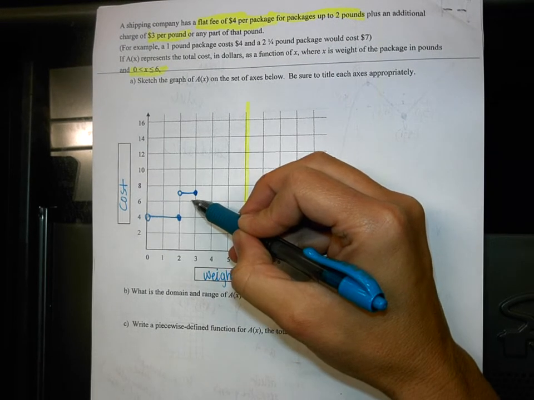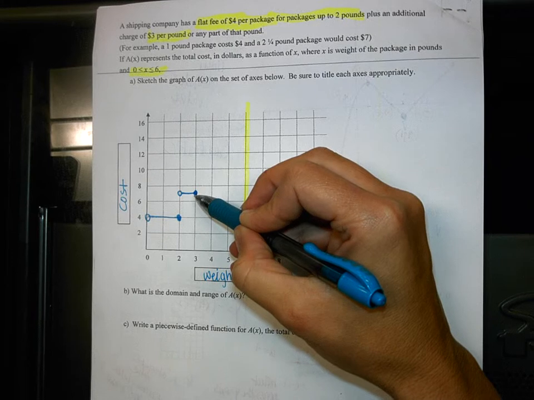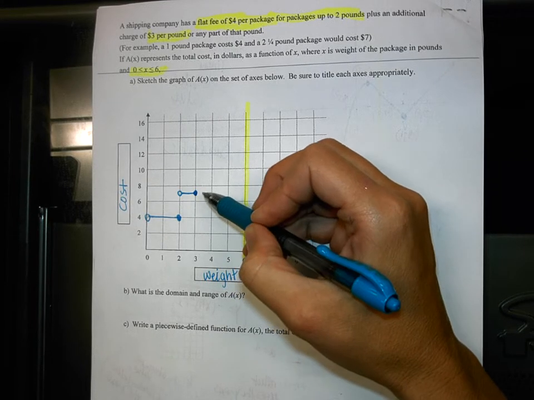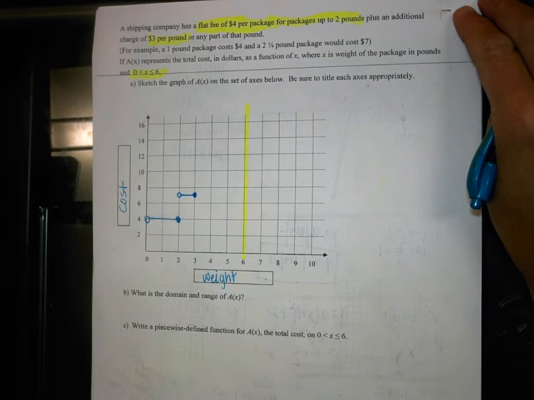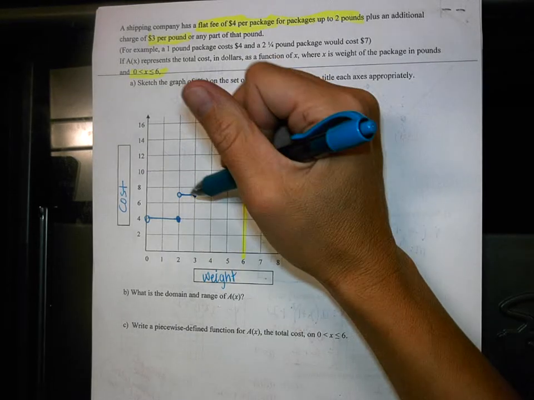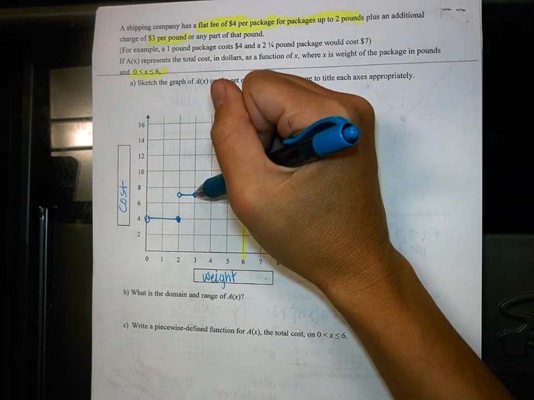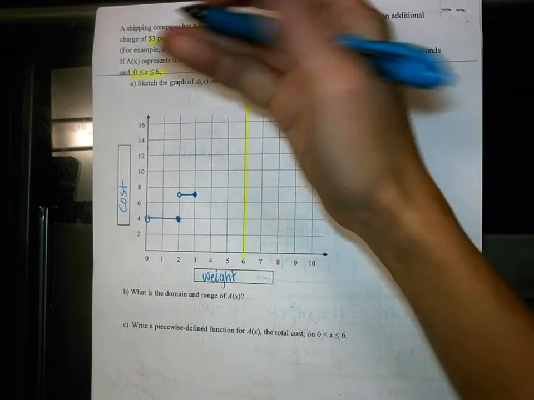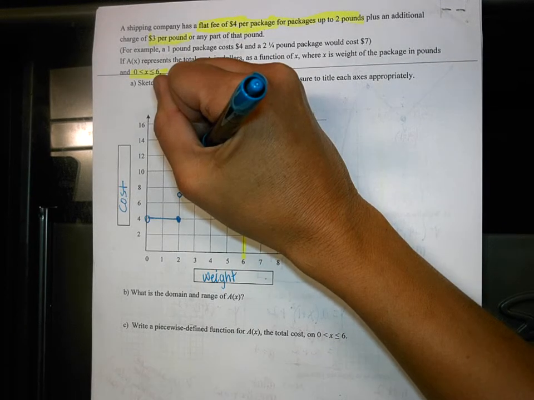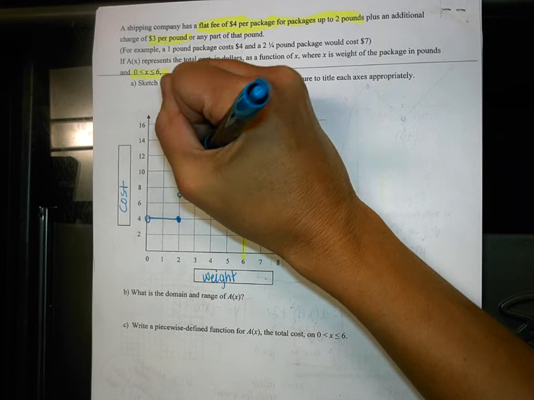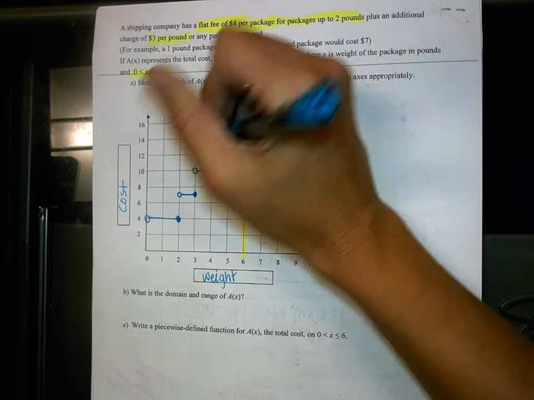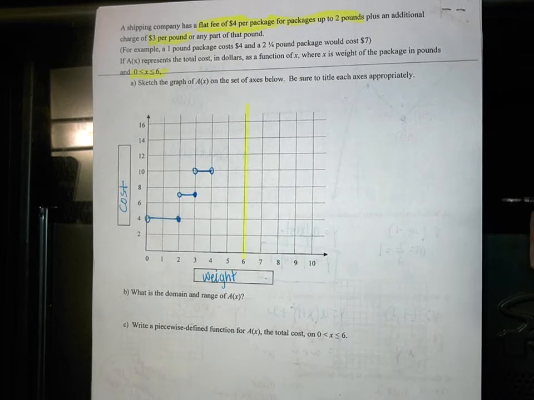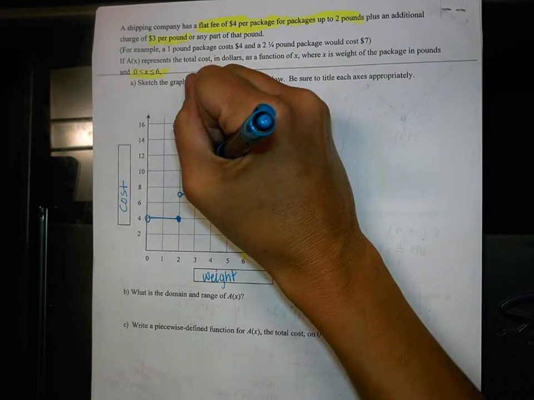Okay, what's going to happen when it goes a little bit past 3 pounds? It's going to go $3 more, right? So any little bit past 3 pounds, we're going to have to add $3 more, which will take me up to what? $10. And is that going to be an open or closed circle? Open. And so then we have anything between 3 and 4 pounds is going to cost $10. And then at this point, is it going to be open or closed? Closed. So at 4 pounds, it still costs $10.